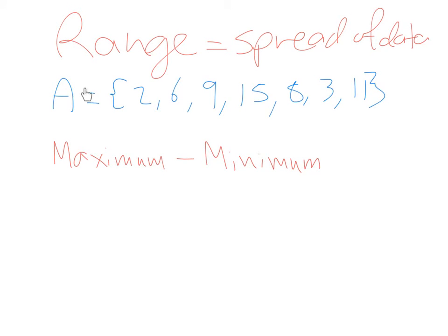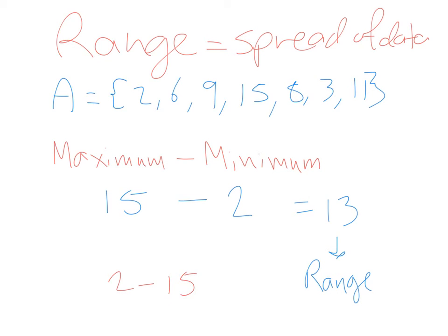So the largest value in our list is 15, and we're going to subtract the smallest value in our list, which is 2, and 15 take away 2 is 13. So the range of this set of data is 13, or another way to write it is by saying that 2 to 15 is the range. Our data ranges from 2 to 15. But remember, range is not an actual average, but it does come up a lot when we talk about mean, mode, and median.